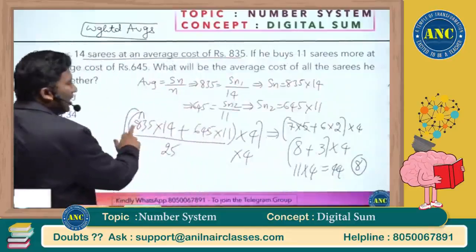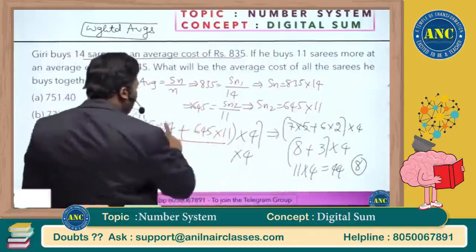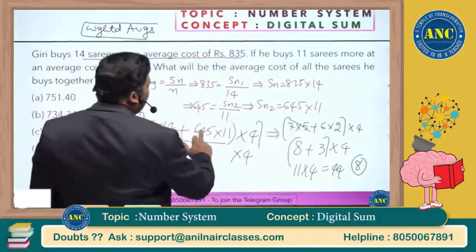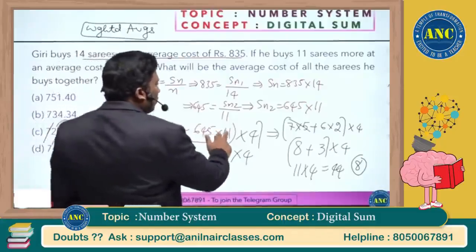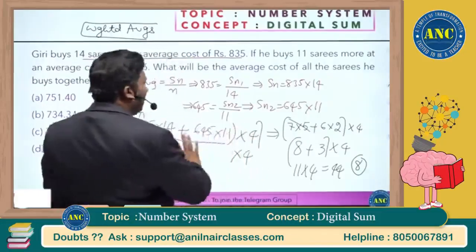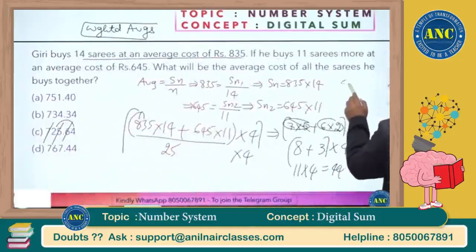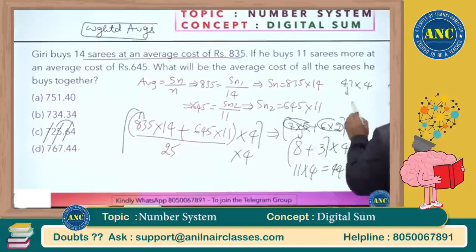835, digital sum is 8 plus 3, 11, 11 plus 5, 16, 16 it is 5. This is right. 14 digital sum is 5, this is also right. 645, 6 plus 4, 10, 10 plus 5, 15, 15 it is 6. Into 2, 11 it is 2, into 4. Till here it is perfect. 7 5s are 35, 35 plus 12, 47, 47 into 4. 47, I think I made a mistake here. 47, 4 plus 7, 11, 11 digital sum is 2, no mistake.